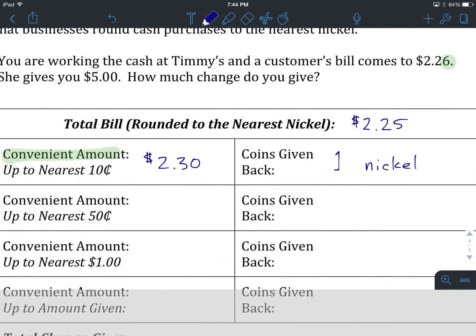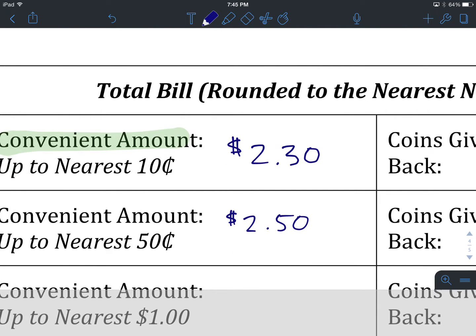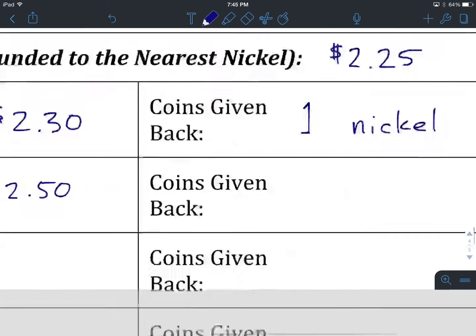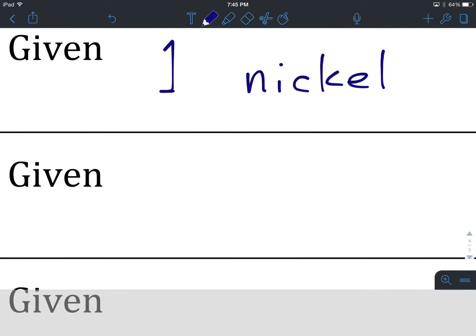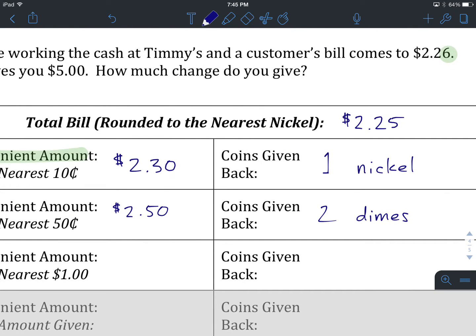Next, we're going to move up to the most convenient amount that approximates 50 cents, because we're going to start handing back dimes now. So we want to get from $2.30 to the nearest 50 cents amount moving up. And that will take us to $2.50. And how did we get from $2.30 to $2.50? We used 2 dimes, which are the next 2 coins that we are going to hand our customer.